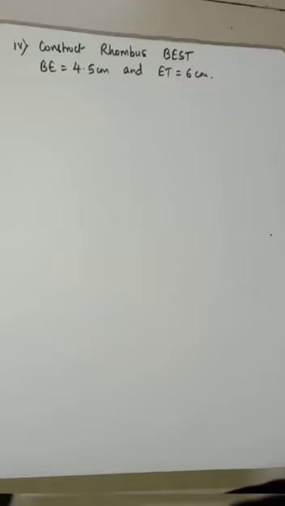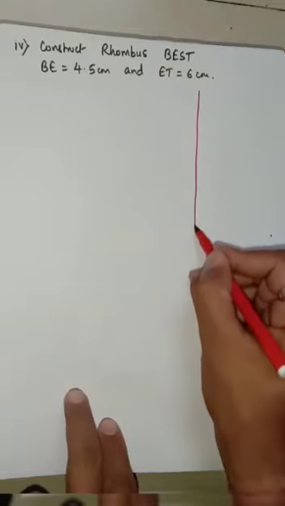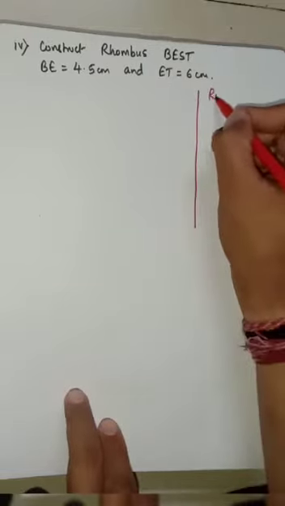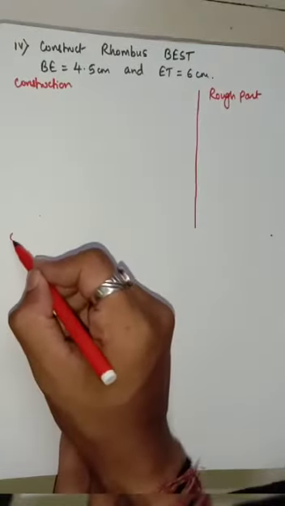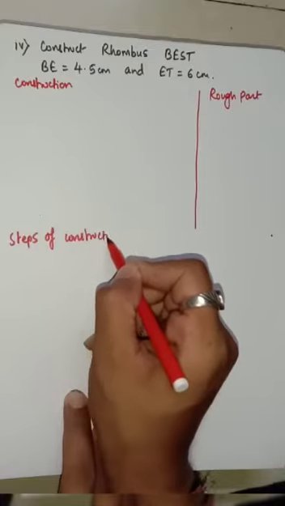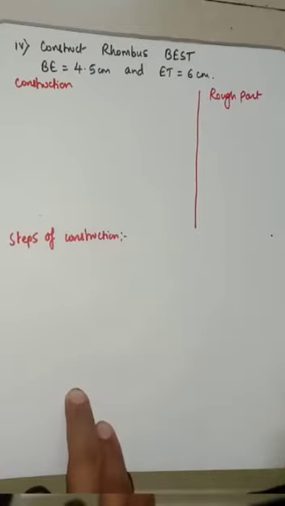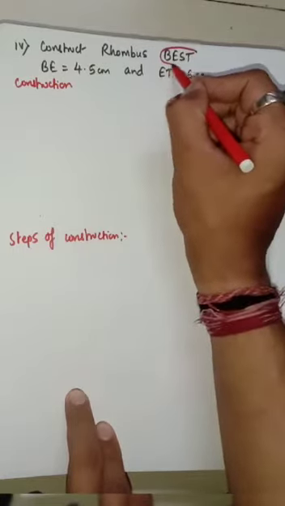Coming to the fourth question of exercise 4.1, construct rhombus BEST. So again, when we start the question, as usual, this will be the rough part, this will be the construction part, and this will be the steps of construction. We divide the page in the following manner. Now, in the rough part, the quadrilateral is the rhombus, and we have to name it BEST.